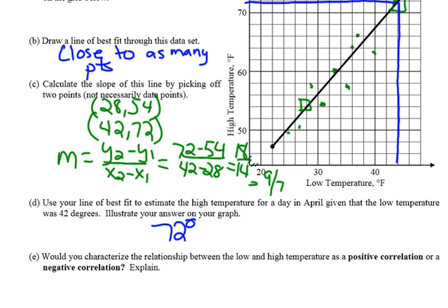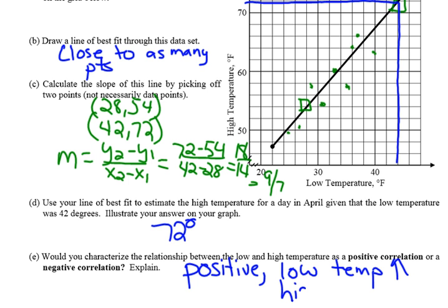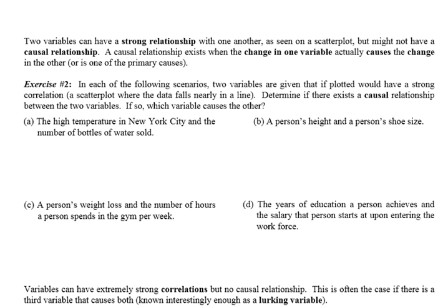Would you characterize the relationship as a positive correlation or a negative? This is a positive. Right, my line is positive because as the low temperature goes up, the high temperature increases. Okay, so there's a positive correlation there. All right, let's take a look at the next page.